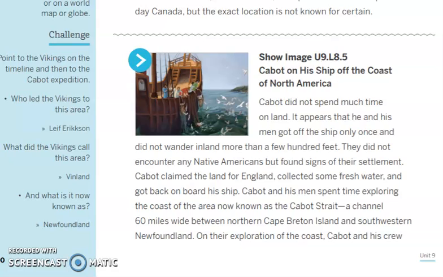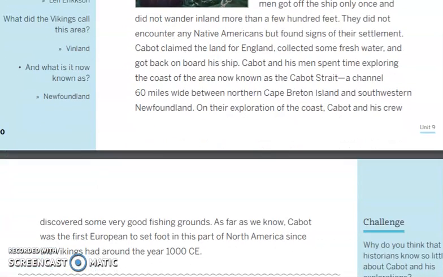Cabot and his men spent time exploring the coast of the area now known as the Cabot Strait, a channel 60 miles wide between northern Cape Breton Island and southwestern Newfoundland. On their other exploration of the coast, Cabot and his crew discovered some very good fishing grounds. As far as we know, Cabot was the first European to set foot in this part of North America since the Vikings did around the year 1000 CE.